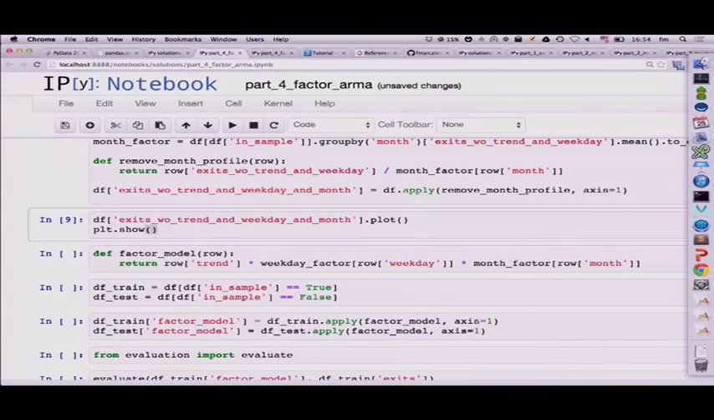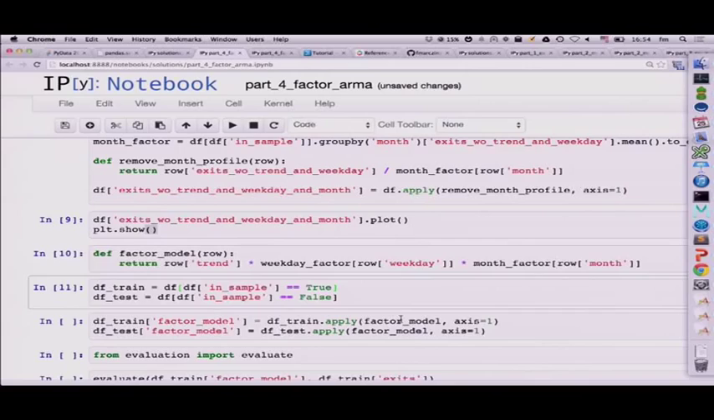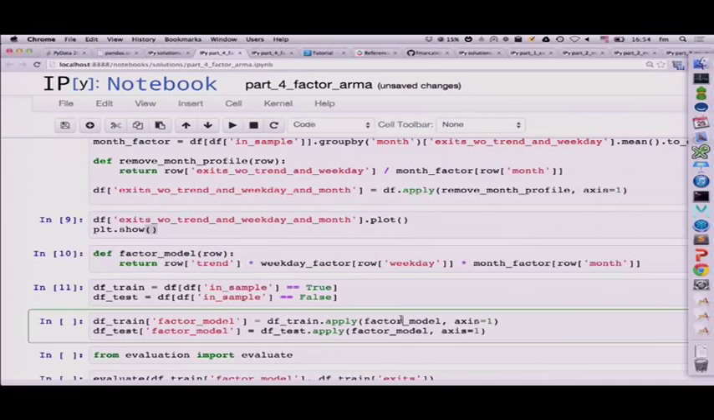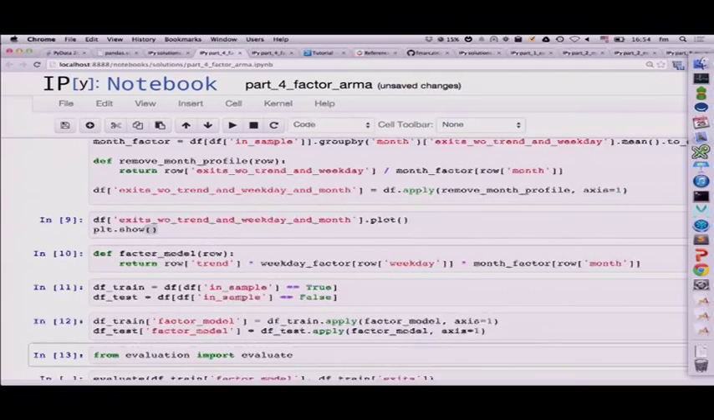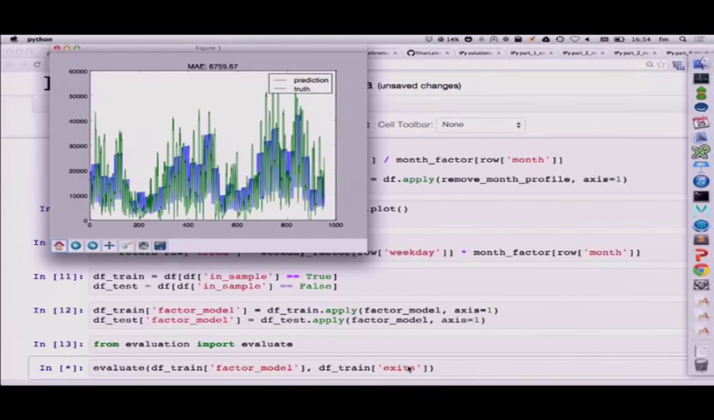We define the model. Then we do in sample, out of sample. We apply this, we fill a column, and we import our evaluation function. Then we look at how good this is on the training sample. Well, 6,700 is okay, but you see it's not matching all the fluctuations. It's very static.